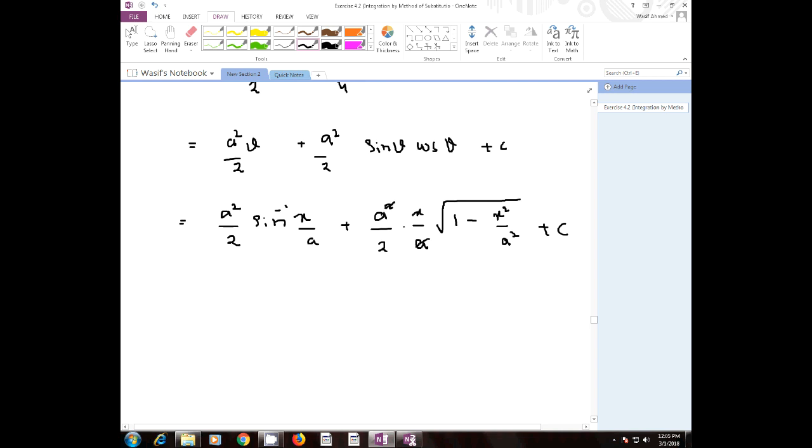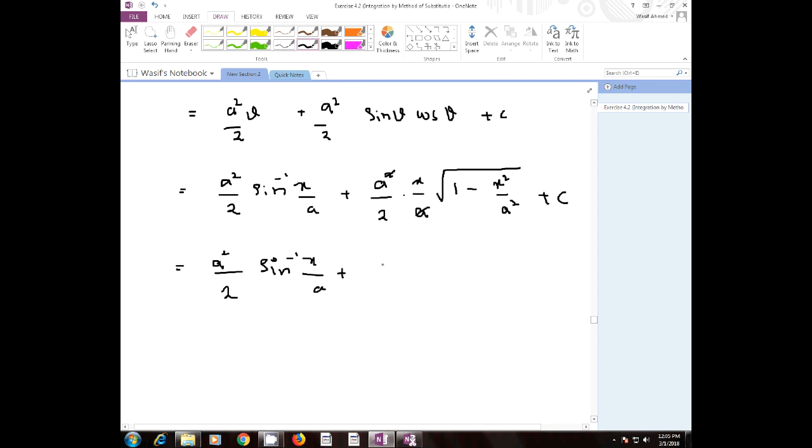A gets cancelled with the a square and you have just a left. A square divided by 2 sine inverse x divided by a plus ax divided by 2. Simplify the terms within the square root. A square minus x square, you are applying the LCM method here.